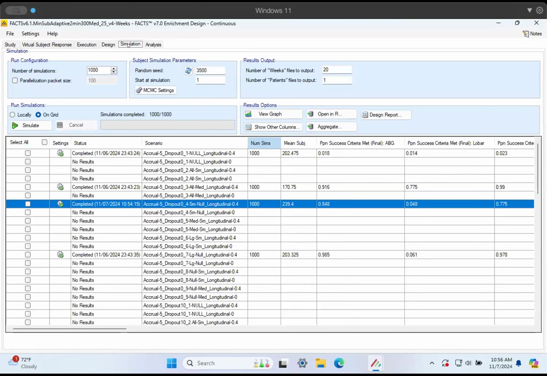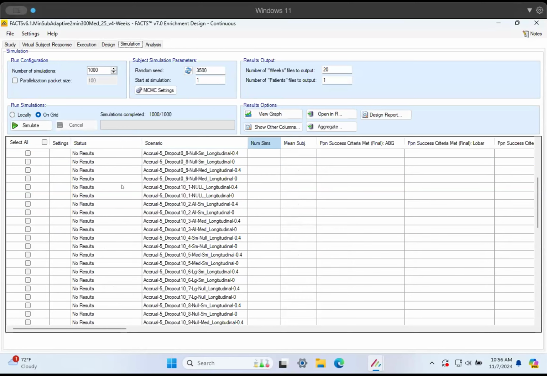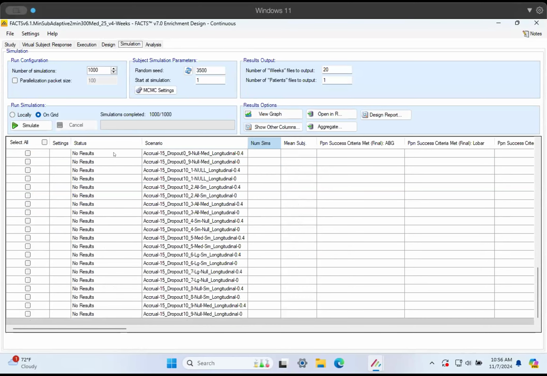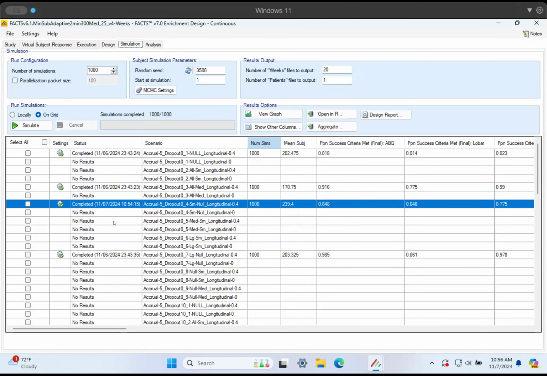Okay, and that's pretty much it. That's how this design goes into FACS. There are a lot of simulation scenarios here that you can see, with all of those different combinations that we put in. I've got a couple simulated that we can look at. You can see the average number of subjects ranges somewhere between 170 and 240, just based on the few things that I've simulated here.